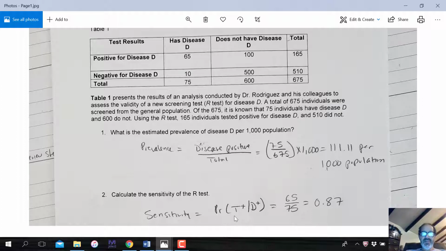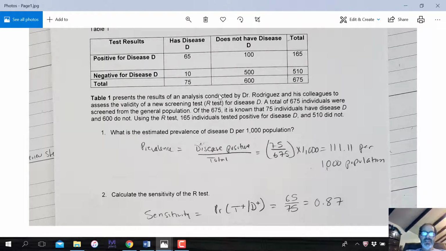So now the question is, what's the probability of testing positive given one is disease positive? Well, of those 75, 65 test positive. So the correct answer is 65. So it's those testing positive divided by those who have the disease. So 65 of 75, 65 divided by 75 equals 0.87. So we'd say the sensitivity of the test is 0.87.